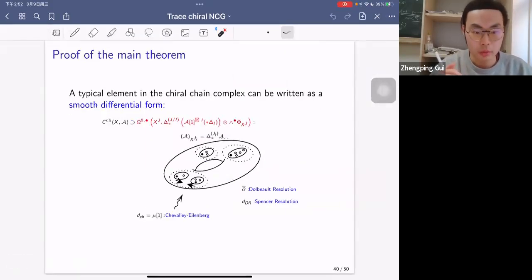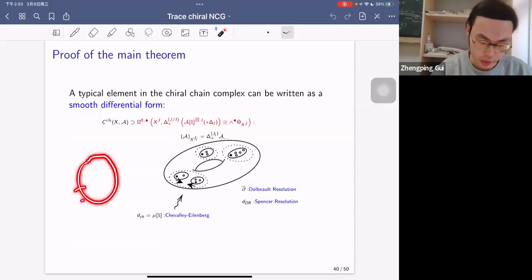Now we look more closely at its construction. The typical element in the chiral chain complex can be written as the following. Recall that we have three complexes, so our differential has three components. The first is described by the Chevalley-Eilenberg differential. In the one-dimensional case, we have the Hochschild differential, which is described by the colliding of adjacent points.